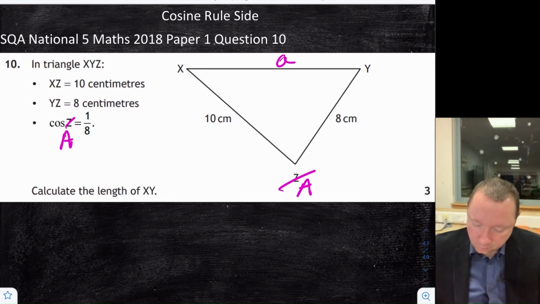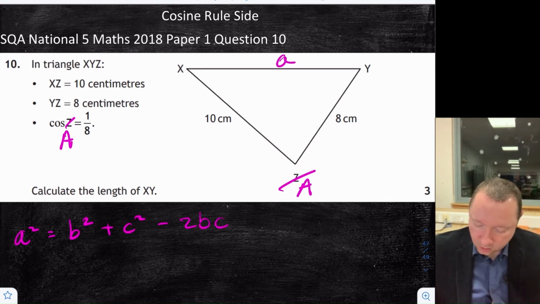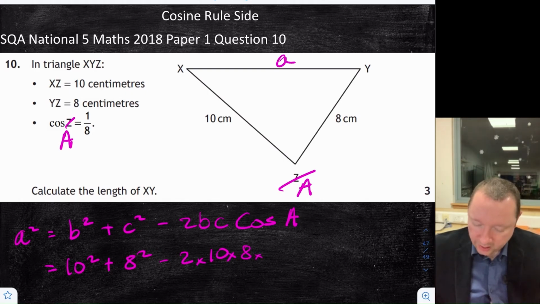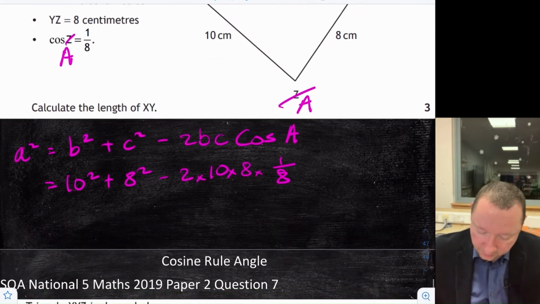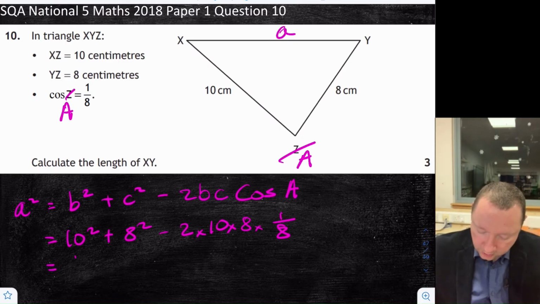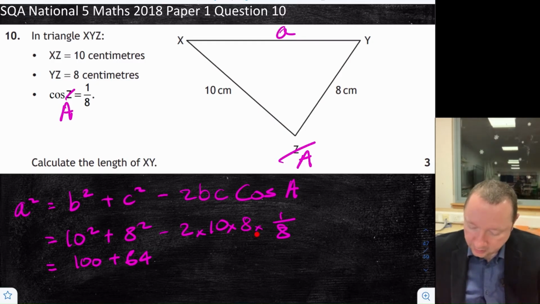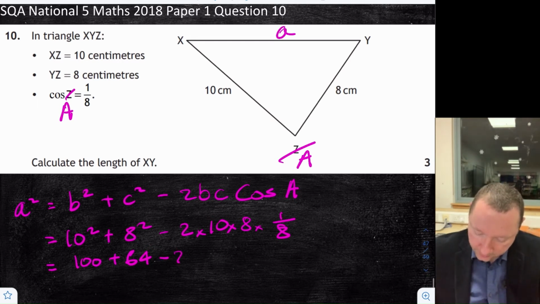So then we've got A squared equals B squared plus C squared minus 2BC cos A. Substituting in, that is 10 squared plus 8 squared minus 2 times 10 times 8 times, well, the cos of A is 1/8. Non-calculator, so you're just going to have to do some non-calculator work on this, I'm afraid. 10 times 10 is 100. 8 times 8 is 64. Luckily, I've got 8 times an eighth, so that's 1. 1 times 10 is 10, times 2 is 20. So take away 20, which gives us a final answer of 144.